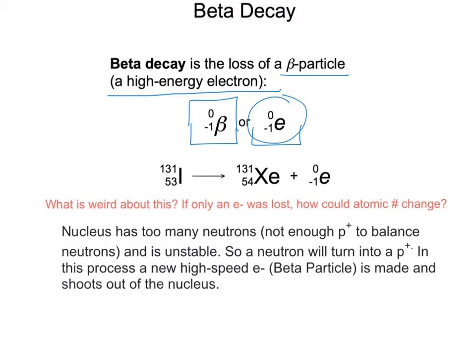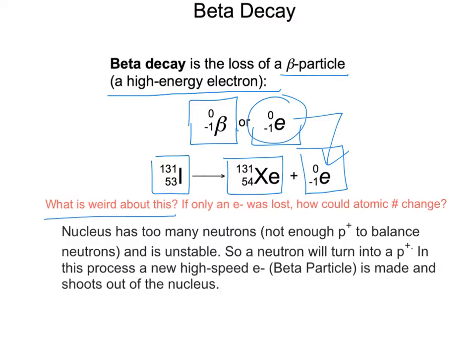Now, our nuclear reaction is, say we have iodine-131. If it loses a beta particle, we go to xenon-131, and here's our beta particle. Here in this case, I use this notation. But this is pretty weird because we know that electrons are just a negative charged particle. So what's weird about this is that if we lost only an electron, how could my atomic number change? Because atomic number only changes when you have your protons altered.